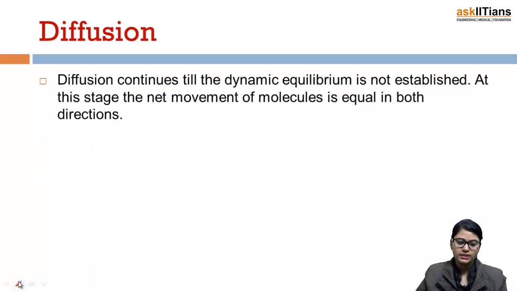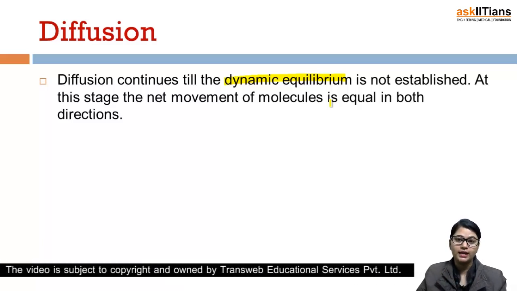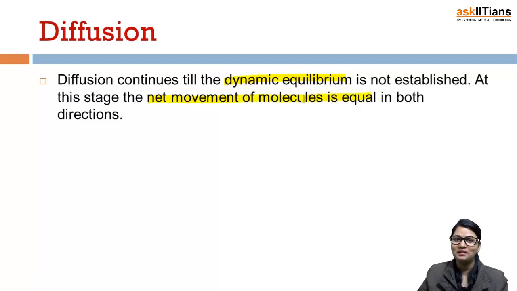Diffusion continues till dynamic equilibrium is established. So it will keep on diffusing. The ions, the molecules, everything will keep on diffusing from higher concentration to lower concentration until an equilibrium is achieved. At this stage, the net movement of molecules is equal in both the directions. When the equilibrium is achieved, because both the sides have an equal number of molecules, the net movement will be the same. There will be no difference in the net movement.